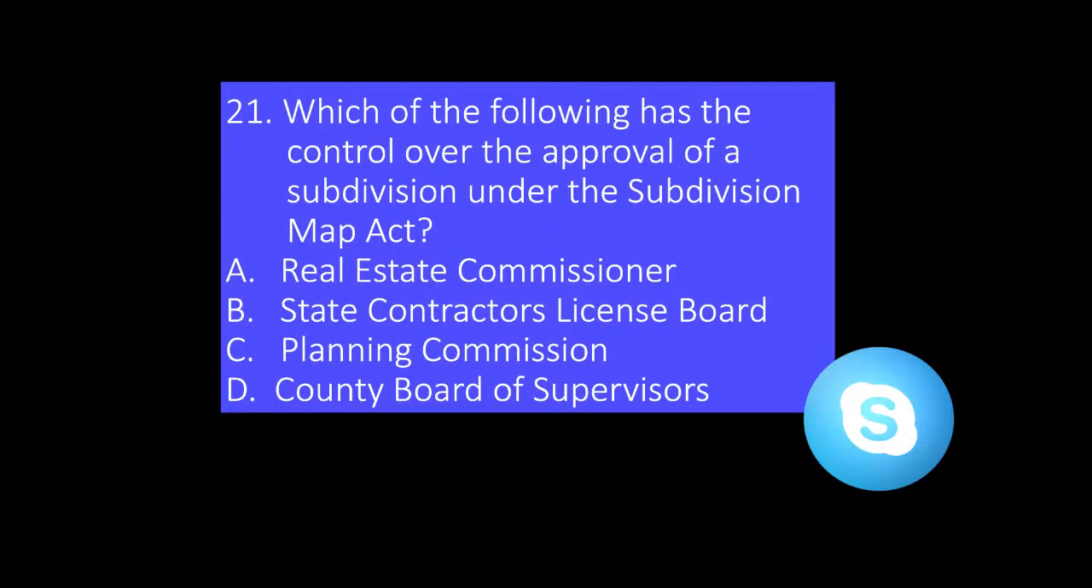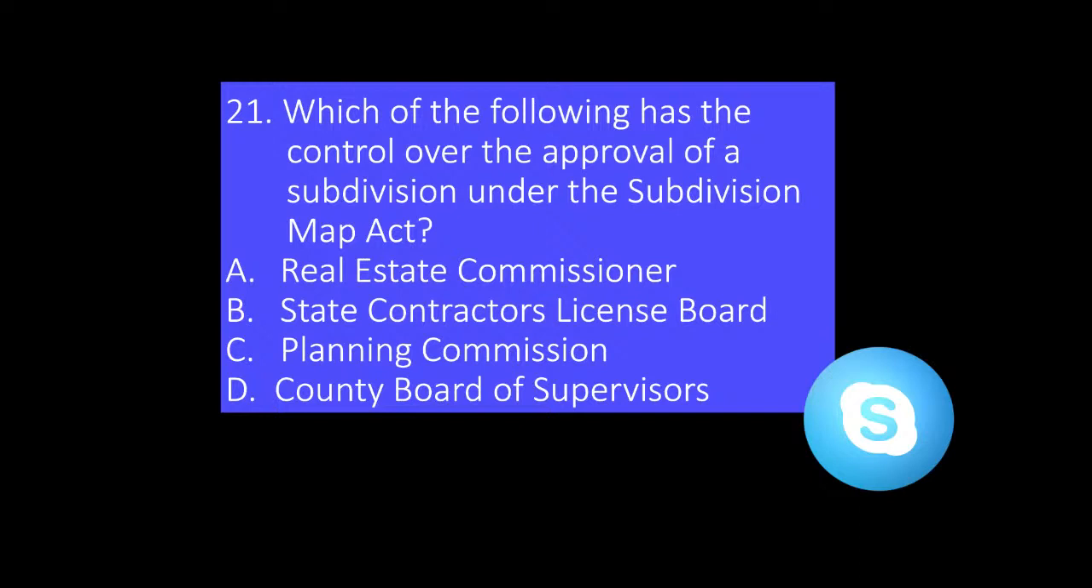Planning commission is most likely. County board of supervisors is more for the political body of the county that sets the rules and regulations for the county. So I have C, planning commission. Congratulations. That was a very good use of the rule of elimination. I think that's excellent.